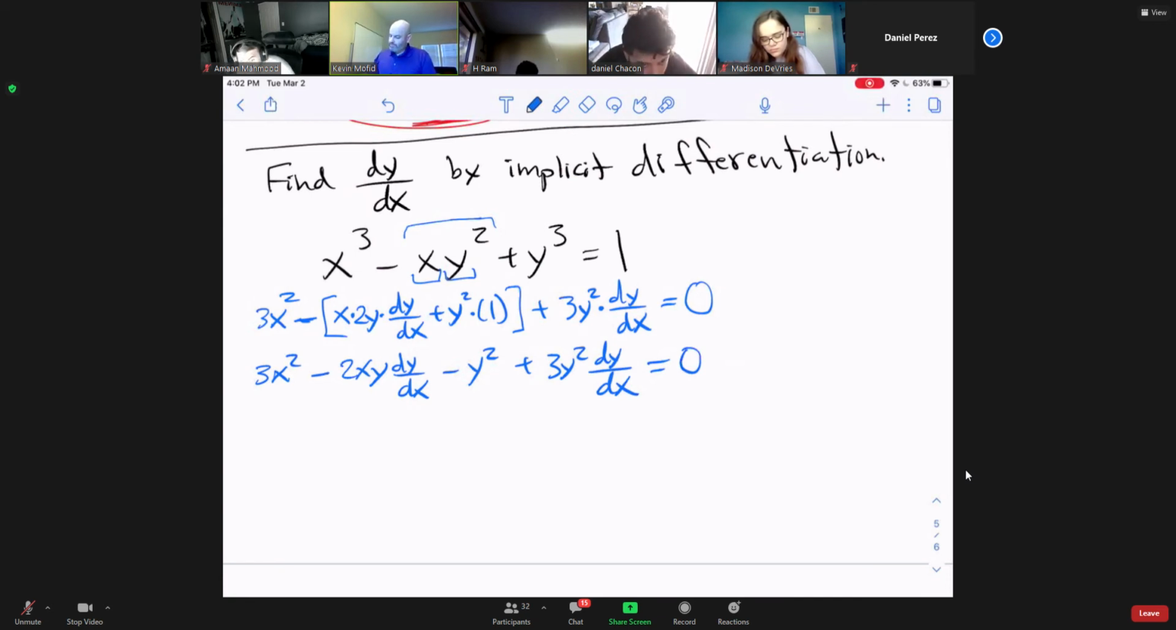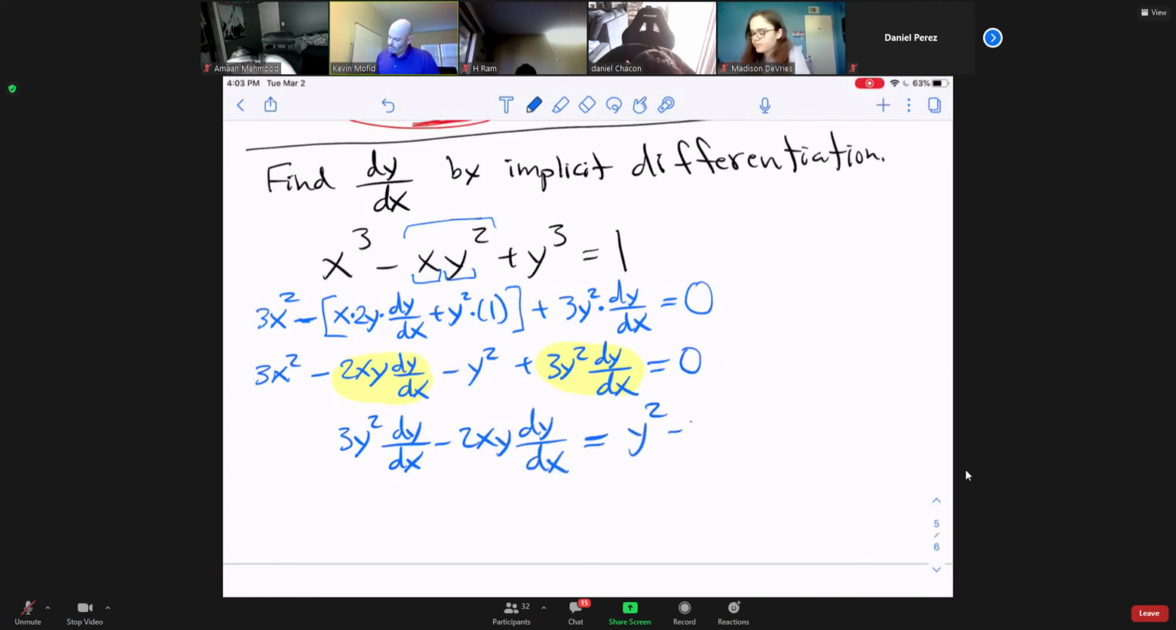All right, so now notice you have some terms that have a dy over dx and some terms that don't. Mainly this term has a dy over dx and this term has a dy over dx, where the other two don't. So move the terms that have a dy over dx to one side and the terms that don't to the other. So I'll leave the dy over dx terms on the left-hand side. I'll put the 3y squared first just because it's positive. It doesn't matter though. I just like to do it this way. And then the two terms that y squared and minus 3x squared.